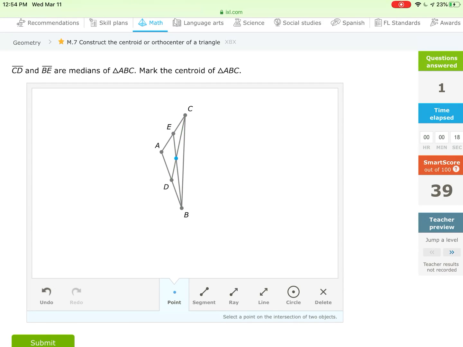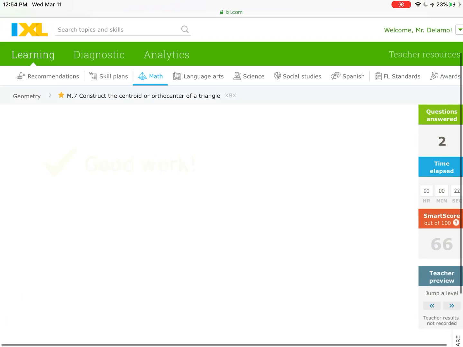This one they already gave it to you. Grab the point tool, put it there at the intersection. That is the centroid in this case.